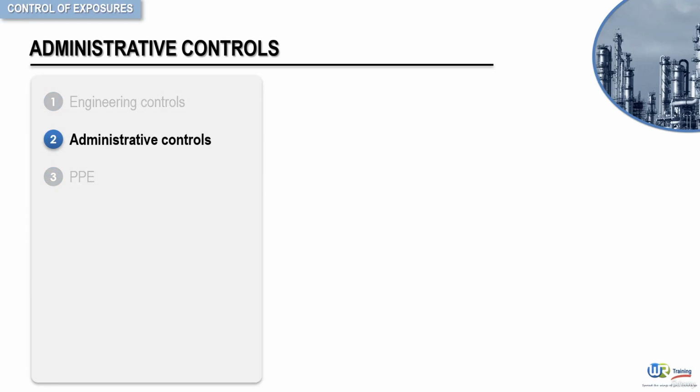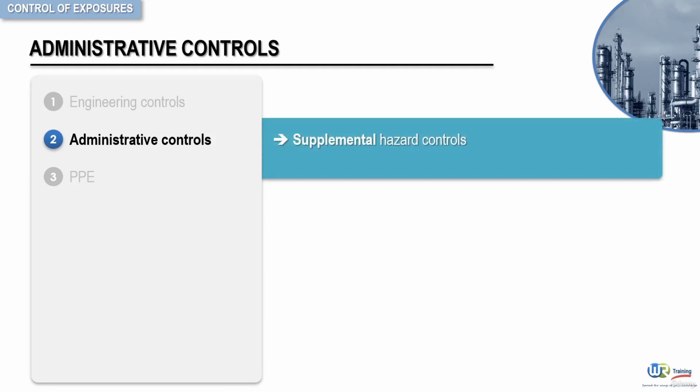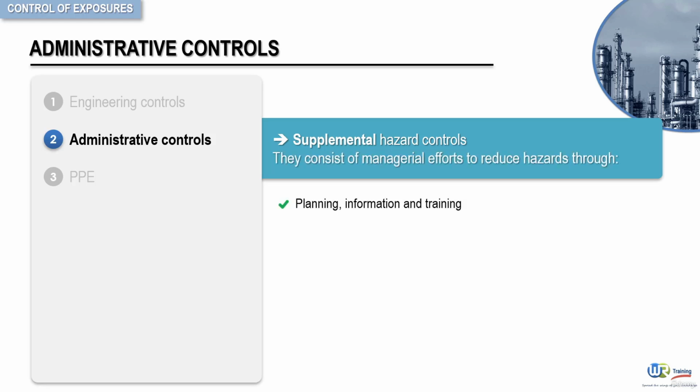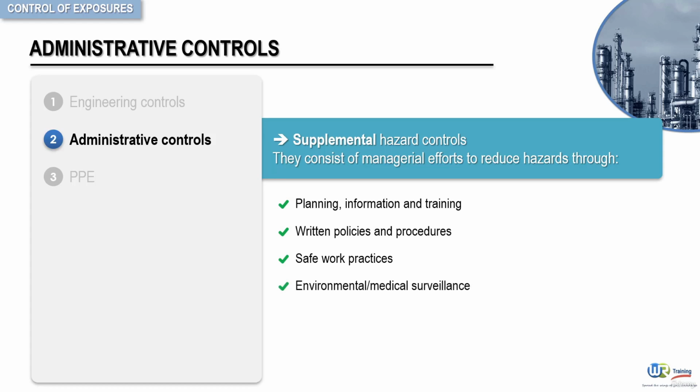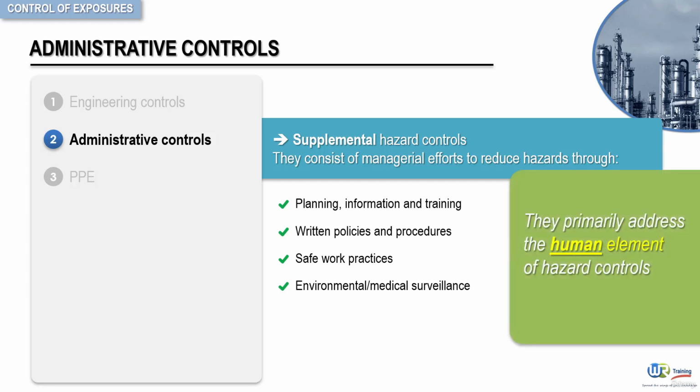Administrative controls are required either as supplemental hazard controls or to ensure that engineering controls are developed, maintained, properly functioning, and effective. Administrative controls consist of managerial efforts to reduce hazard through planning, information and training, such as hazard communication, safety data sheets, written policies and procedures, for example, the chemical hygiene plan, safe work practices, and environmental and medical surveillance, for example, workplace inspections, equipment preventive maintenance, exposure monitoring, and workers' health monitoring. They primarily address the human element of hazard controls.